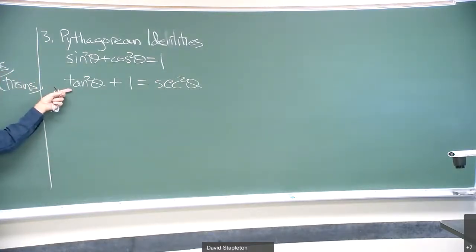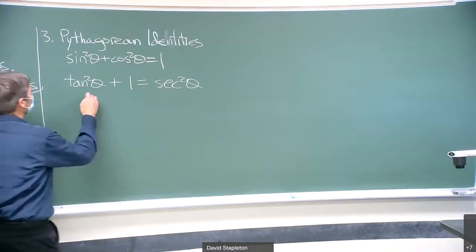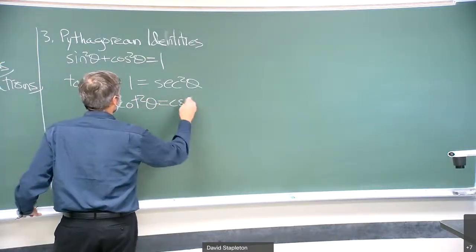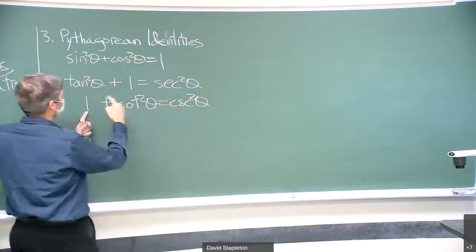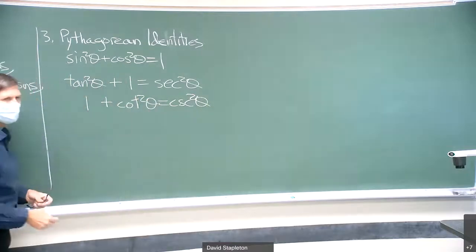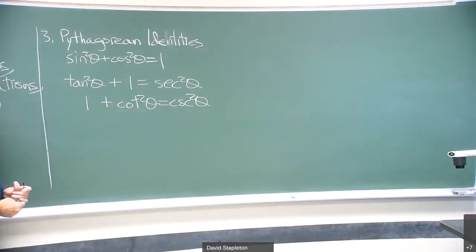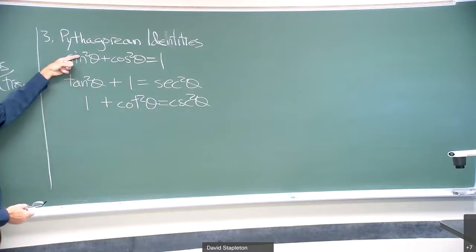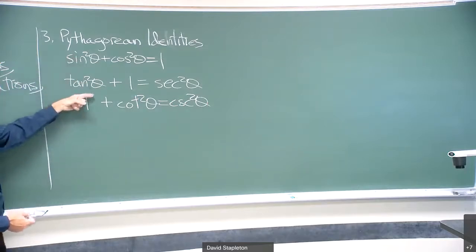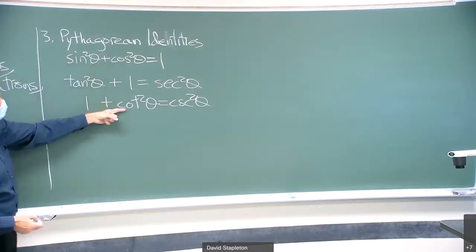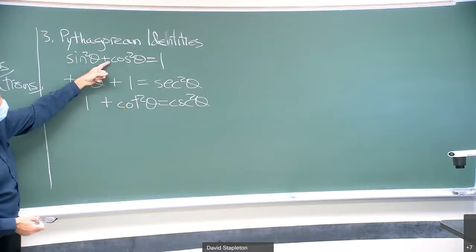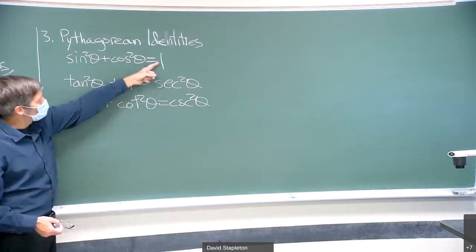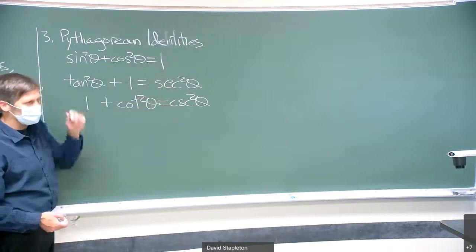But that's why the book puts this one this way and the next one this way. 1 plus cotangent squared equals cosecant squared. Why would they put the 1 here on this one and the 1 over here on this one? Because how they got this one, they divided the equation through by sine squared. Sine squared over sine squared is 1. Cosine squared over sine squared is, well, cosine over sine is cotangent, so that squared is cotangent squared. And 1 divided by sine squared is cosecant squared by the reciprocal, right?